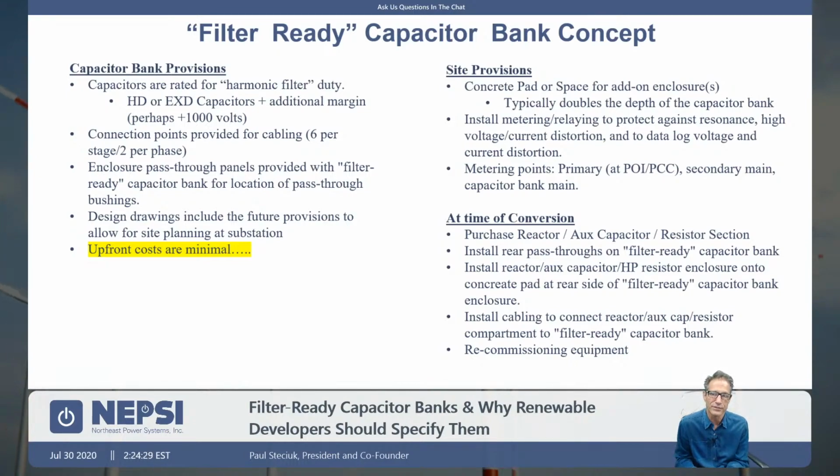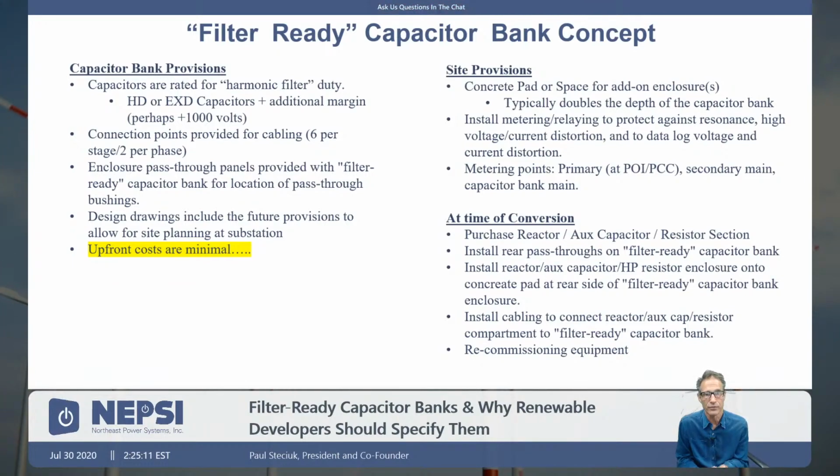Your substation design should accommodate the increased space requirements for a harmonic filter. So do the drawings up front. If you're doing a filter ready cap bank and you want to be ready for it, then you should plan for it up front. Increase the pad size, increase the size of the substation to accommodate that harmonic filter should the capacitor bank have to be converted. The upfront cost for a filter ready capacitor bank is minimal, and the cost advantages in dealing with a harmonic resonance problem or harmonic distortion problem are significant if you are ready for it when the time comes.